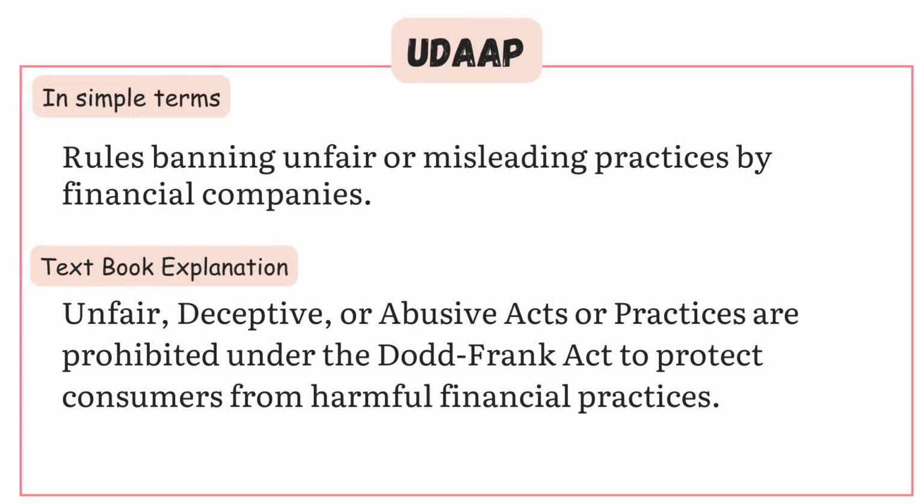UDAAP. In simple terms, it is rules banning unfair or misleading practices by financial companies. As per textbook definition, UDAAP, unfair, deceptive, or abusive acts or practices, are prohibited under the Dodd-Frank Act to protect consumers from harmful financial practices.